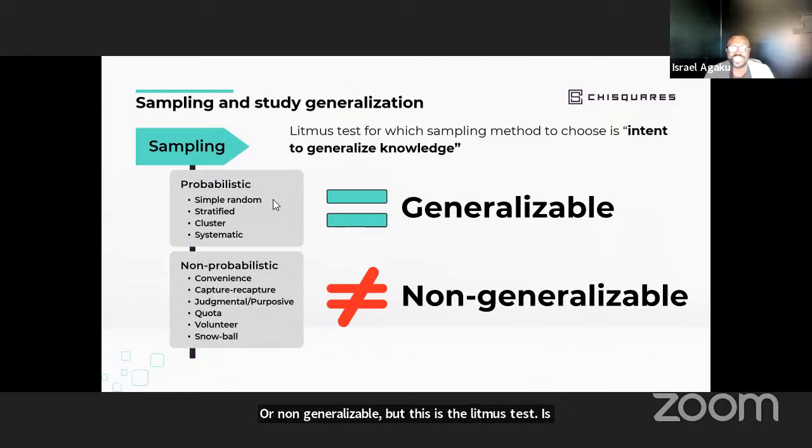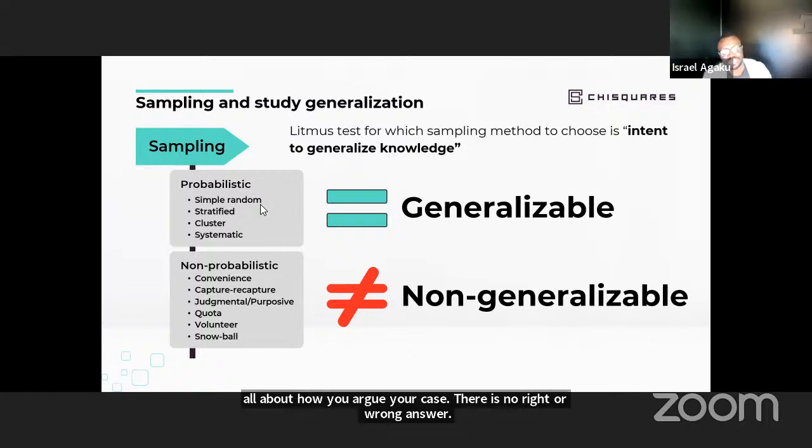Now, that is what will determine whether you weight the data or you don't weight the data. You can say, this study was not about generalizability. We're just interested in what the participants had to say and not about generalizing what they said to the whole country. And that is perfectly fine too. Scientific publishing is all about how you argue your case. There's no right or wrong answer. We only have a problem when you tell me that the results are generalizable, but I can see that they're not. That's when I have a problem with you.